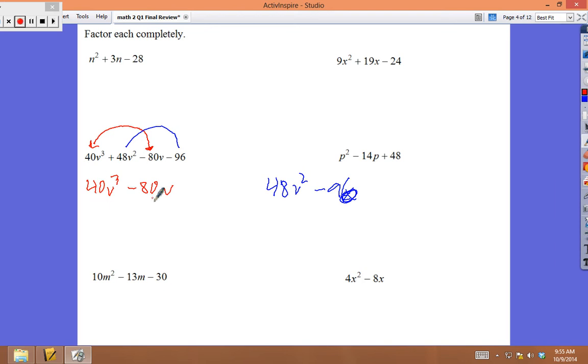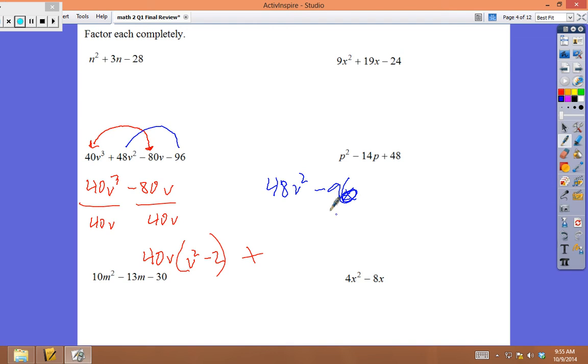Okay, now 40v cubed and the 80v, I'm going to divide them both by as much as I can, the greatest common factor. Divide them both by 40v. So if I rewrite it as a times problem, it's going to be 40v times 40 divided by 40 is 1. V cubed divided by v is v squared. Negative 80 divided by 40 is a negative 2. And v divided by v is just 1. And 2 times 1 is just 2. So leave that. Get on the other side, this other mini problem.